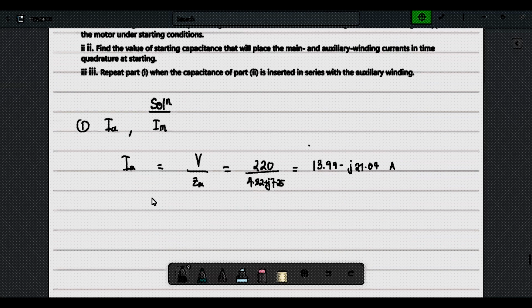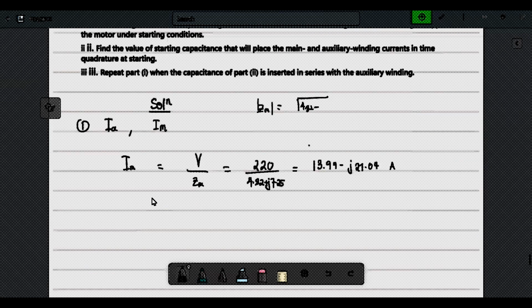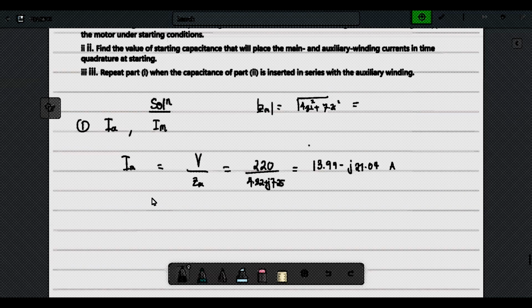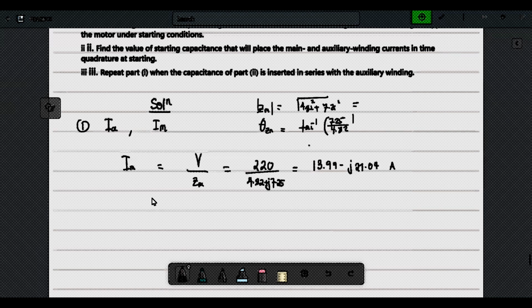So how did I do that? I first converted the impedance to polar. You find the magnitude of the Z main impedance, which is simply the square root of 4.82 squared plus 7.25 squared. The angle theta of the Z main is tan inverse of the imaginary part divided by the real part, 4.82. So you get the angle here.